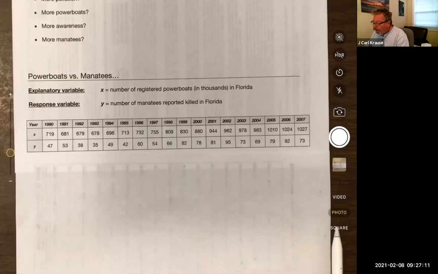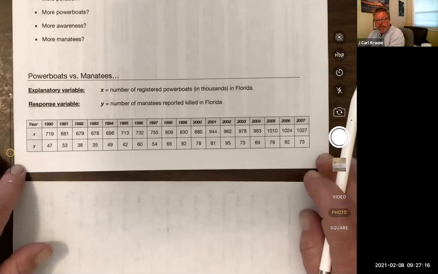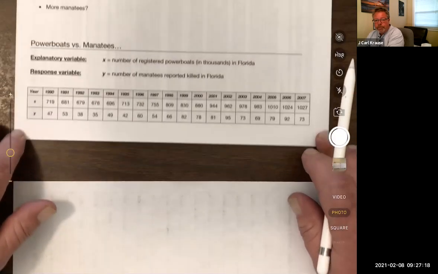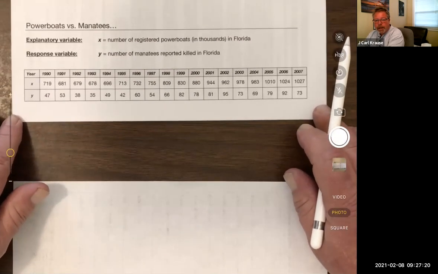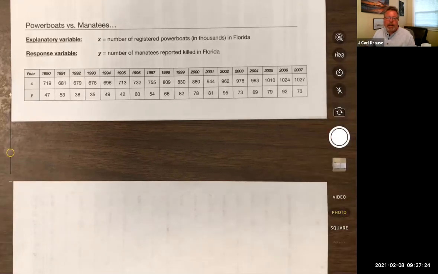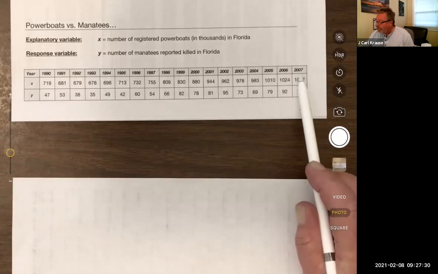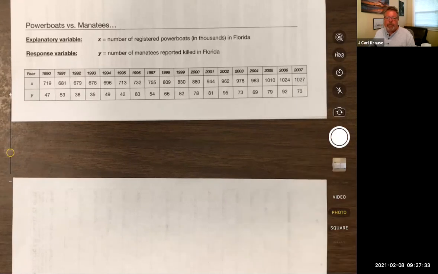So what I've got here is the following data set. This document that I'm using here is available on your Canvas page. What we have is some bivariate data, two variable data, from 1990 up to 2007. So this is just a snapshot of time, but it's a data set that's not super large, and we can go ahead and work with it.